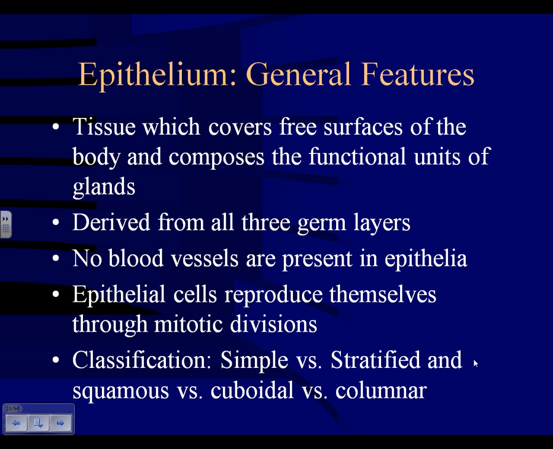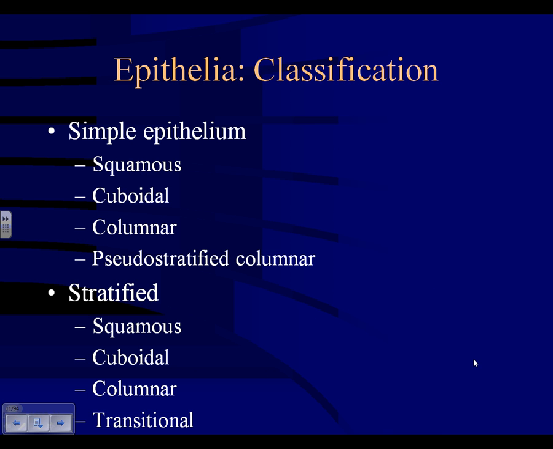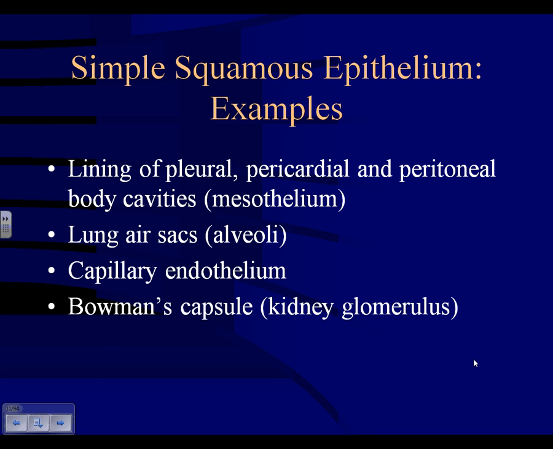And we're going to talk a lot about this classification because this is important, whether it is simple versus stratified, and whether it's squamous versus cuboidal versus columnar. And we have a bunch of pictures to go through these. All right. Any questions so far? Okay. All right, so simple epithelium just means it's one layer. There's squamous, cuboidal, columnar, and pseudostratified columnar, even though it's still simple. Let me catch up with my notes here for a second. All right. And stratified can be the same. It just depends on whether it's one layer or multi-layer. That's the difference between simple and stratified.